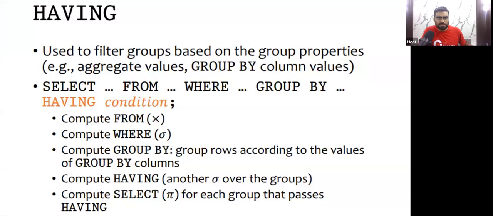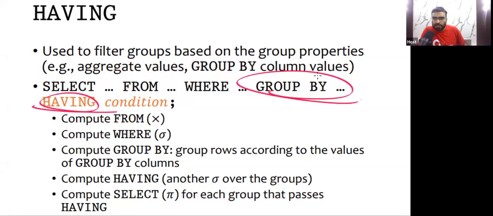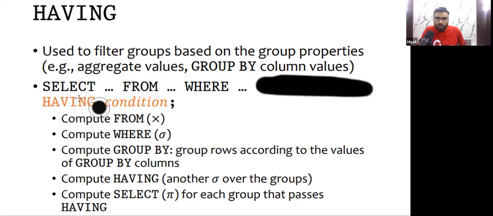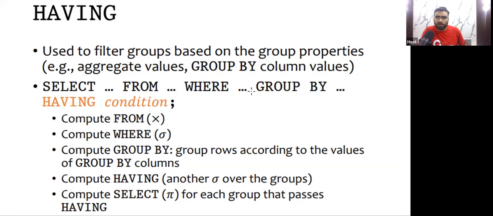Having is used to filter groups based on group properties. This is the syntax: first we write select, then from, then where, then group by, then having. This having is used with group by. Without group by, you cannot use having. For example, if I remove group by, can you use having? No, you cannot. So remember, having is used with group by.